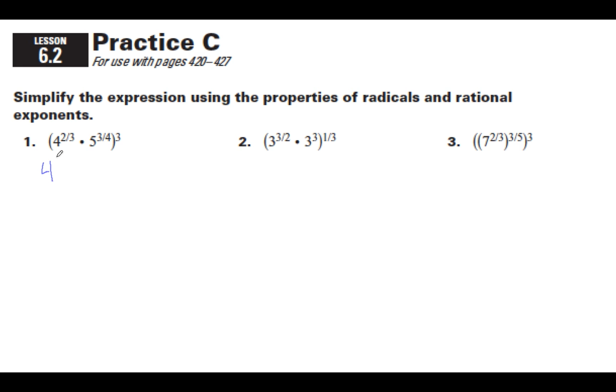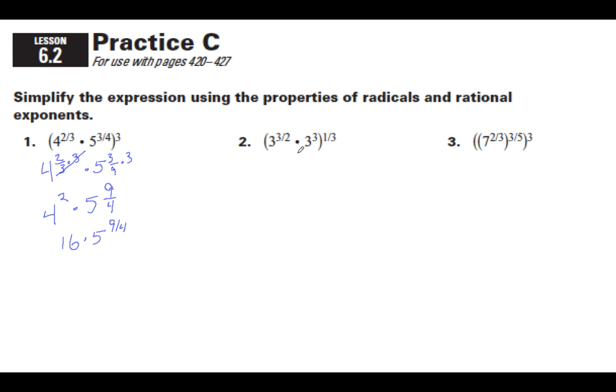We're going to bring this third power into each of these exponents. So 2/3 times 3 times 5 to the 3/4 times 3. These 3's cancel out. So this is 4 to the second power times 5 to the 9/4 power. 4 squared is 16 times 5 to the 9/4 power. That's as far as you can go.